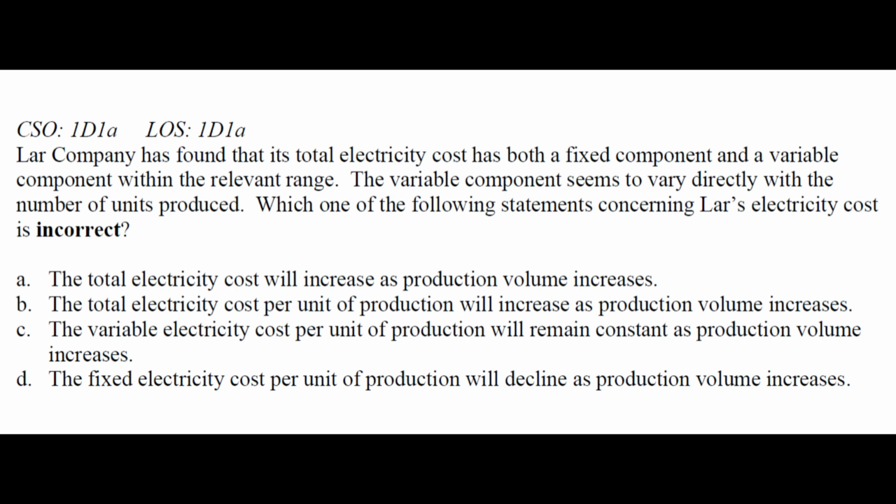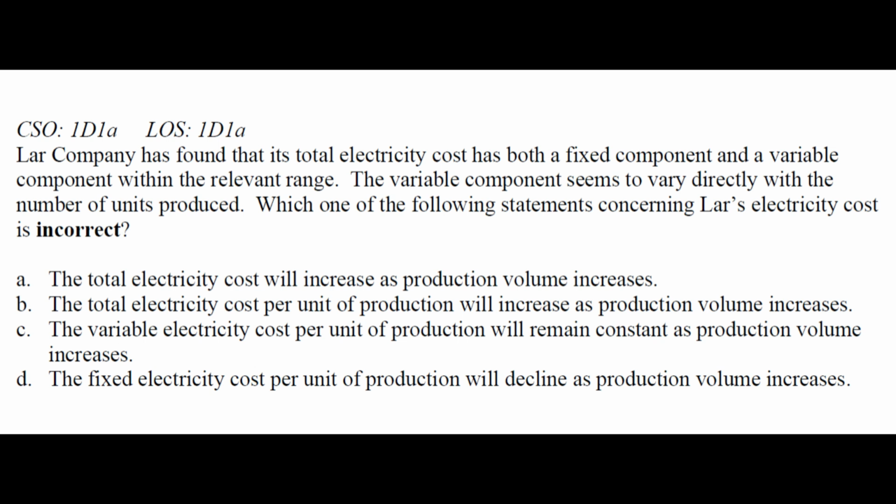C. The variable electricity cost per unit of production will remain constant as production volume increases. Correct. The problem states that the variable component varies directly with production, so the variable cost per unit remains constant. D. The fixed electricity cost per unit of production will decline as production volume increases. Correct. The same total fixed cost is allocated over more units, causing the fixed cost per unit to fall.